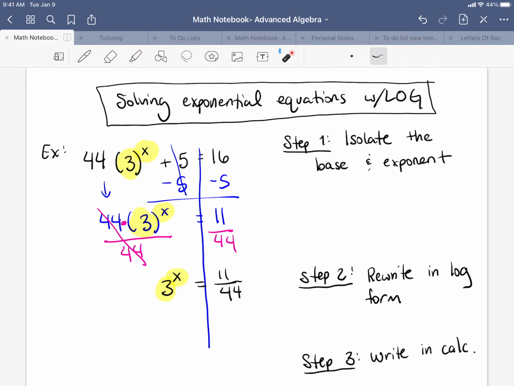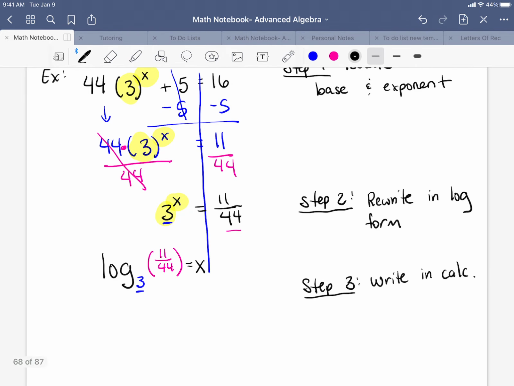Step 2 is where I'm going to rewrite it in log form. So this is what we just practiced. So I write log. Remember that my base is the base, and when you write your base, you write it small and at the bottom. The answer is the "of" number, 11 over 44. And then the exponent becomes what it's equal to. So remember that that's how you have to write it. Just match it up. The more you practice it, the easier it will get. And then how we write it in the calculator, that's the last thing we just learned. You put log parenthesis 11 over 44 divided by log 3. And now we're going to put that in the calculator.